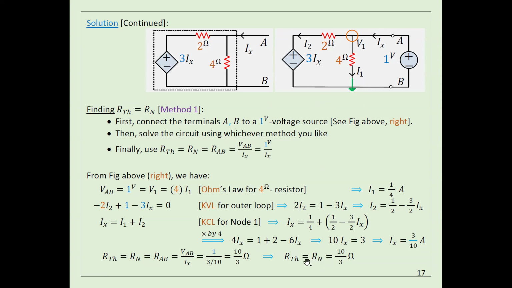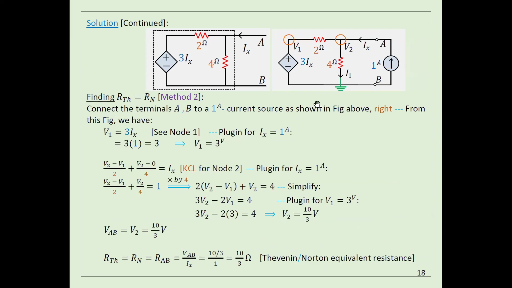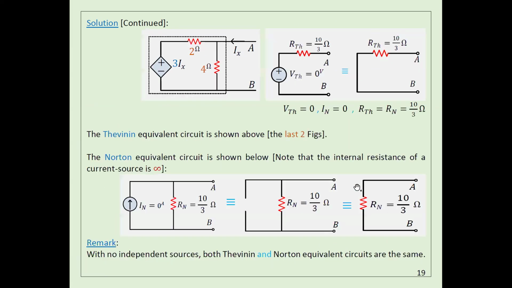After doing that, I found the resistance is 10 divided by 3. That means the Thevenin circuit is actually a voltage source that is 0, and a resistance of 10 divided by 3 ohms, okay? By the way, if you have a voltage source that is 0, what does it mean? It means a short circuit. Why? Because the voltage drop is 0. So the voltage drop from here to here is 0, which means it is a short circuit.